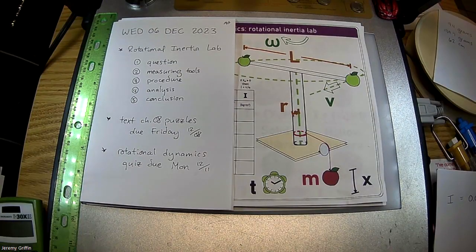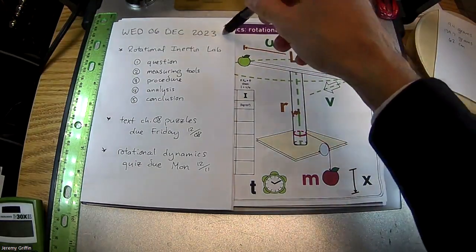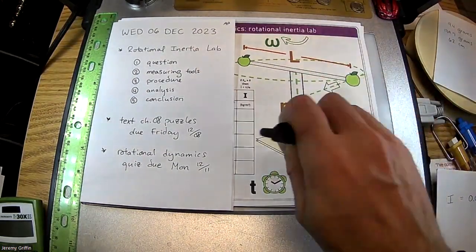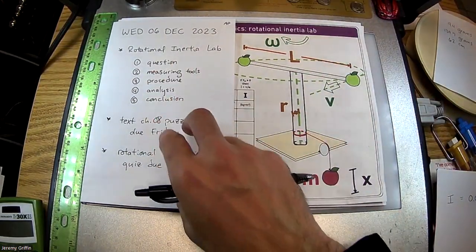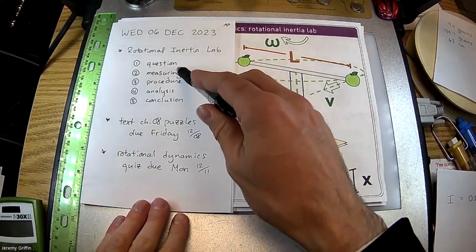All right, recording is rolling. It is Wednesday, December 6th. I have a rotational inertia lab for you guys. We're going to do a 5-part write-up as part of this. Here's how it goes.